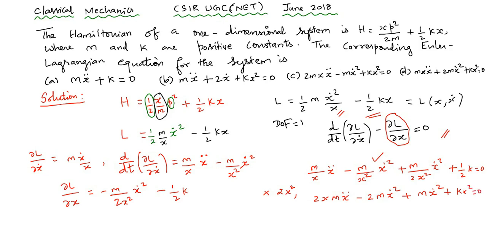Therefore 2m x x double dot, that is the first term. Combine these two terms, second and third term, you'll get minus m x dot square plus k x square, that is equal to 0. So the answer for this problem is C.